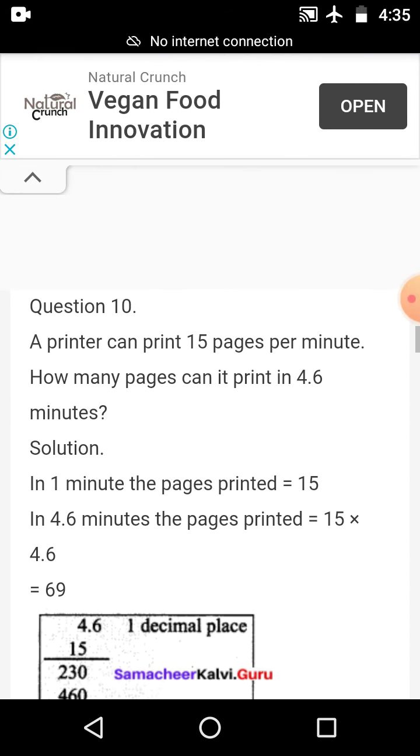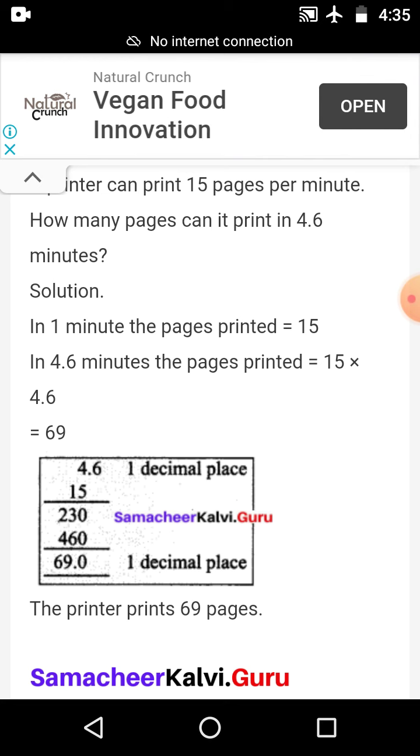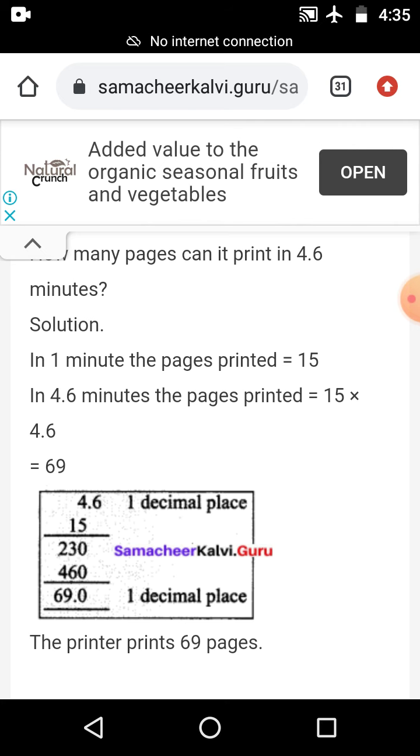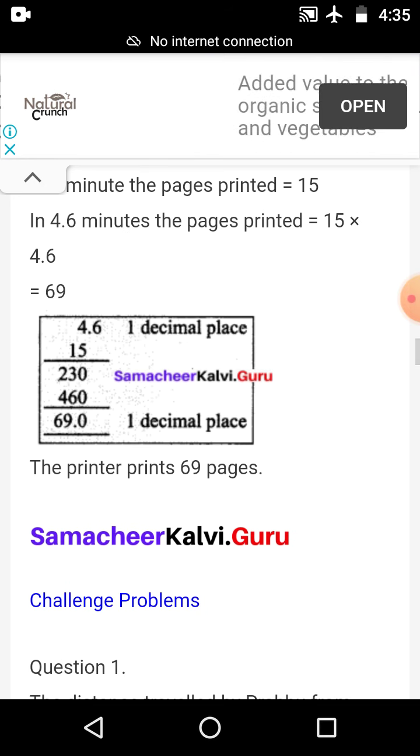See the 10th question. A printer can print 15 pages per minute. How many pages can it print in 4.6 minutes? They have given per minute, that means 1 minute. In 1 minute, the printed pages will be 15. Then in 4.6, we have to multiply 4.6 with 15. So we get the answer 69 pages.